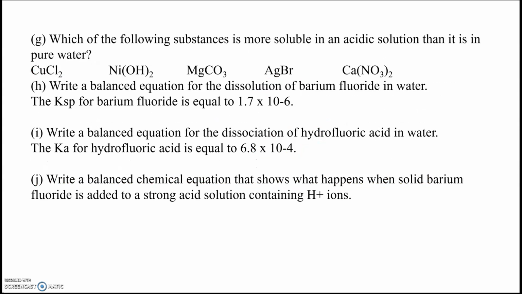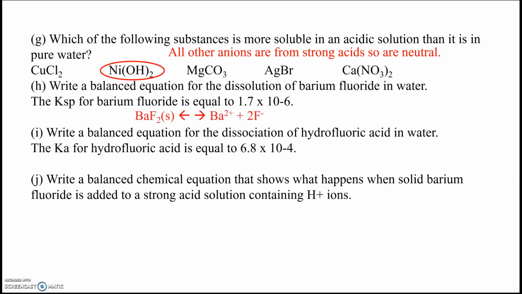Now, which one of the following substances is more soluble in an acidic solution than in pure water? That would be nickel hydroxide. All right, all the other anions are from strong acids, so they're neutral. All right, write a balanced chemical equation for the dissolution of barium fluoride in water. Well, we've seen this before. And I can write a balanced equation for the dissociation of HF in water, and we've seen this before.